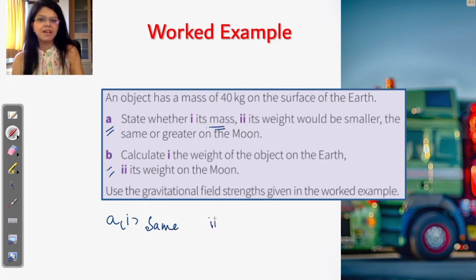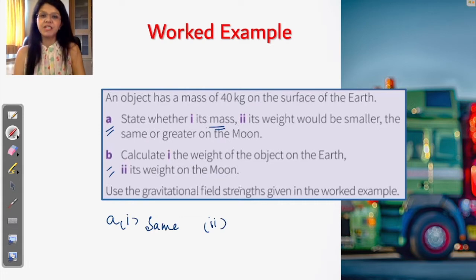Second part, how about the weight? Will the weight change? Yes, the weight will change because weight is mg and g is smaller. G is smaller on the moon, so the weight is smaller on the moon. You need to understand the moon is smaller in size as compared to the Earth. So G is smaller on the moon, therefore the weight is smaller on the moon.